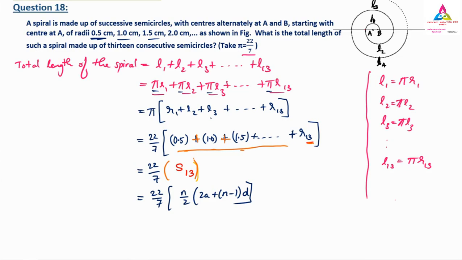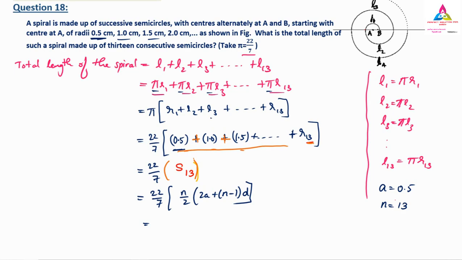Now, very importantly, we have to write down the values of n, a and d. What is the value of a? The a value is the first term. Which is the first term over here? 0.5 is the first term. Next we have to find the n value. The n value is nothing but 13. We have to find S13, so the n value becomes 13.